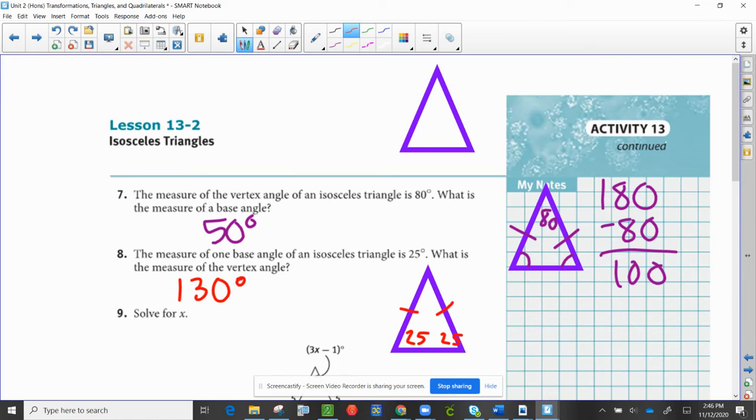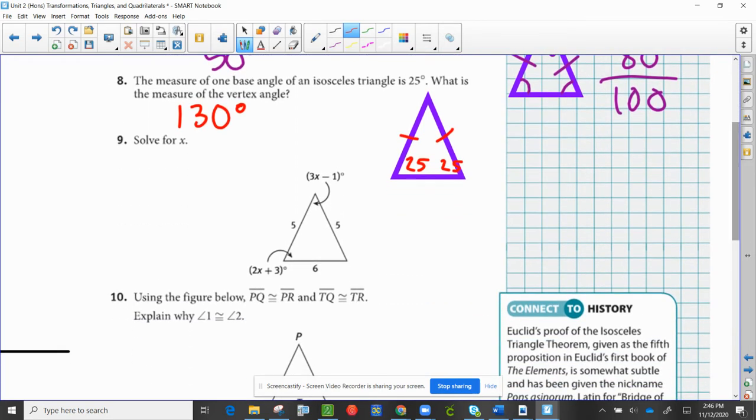Okay. All right, number 9, we're going to do a little algebra. It says solve for x. They're giving us an isosceles triangle because you can see these two sides are congruent. They're both 5. And our base angle is 2x plus 3. But that also means that our other base angle is congruent. It's the same thing, 2x plus 3. Okay. So if we know that those are congruent, we have two base angles and our vertex angle. We can sum those up, right?